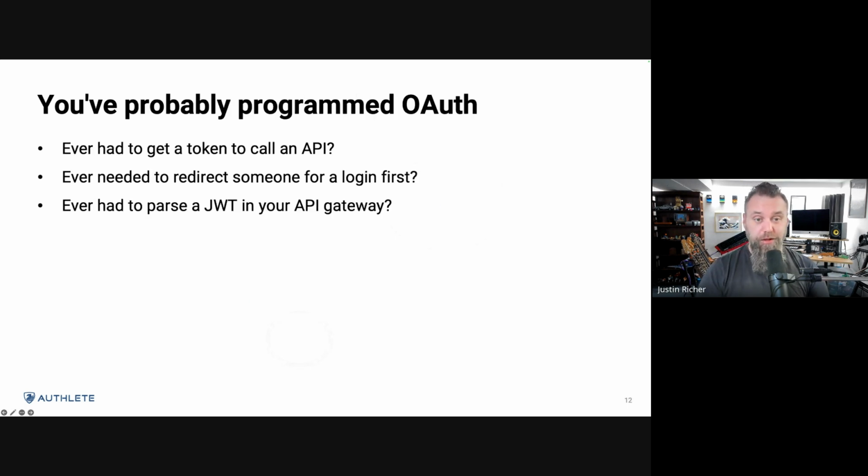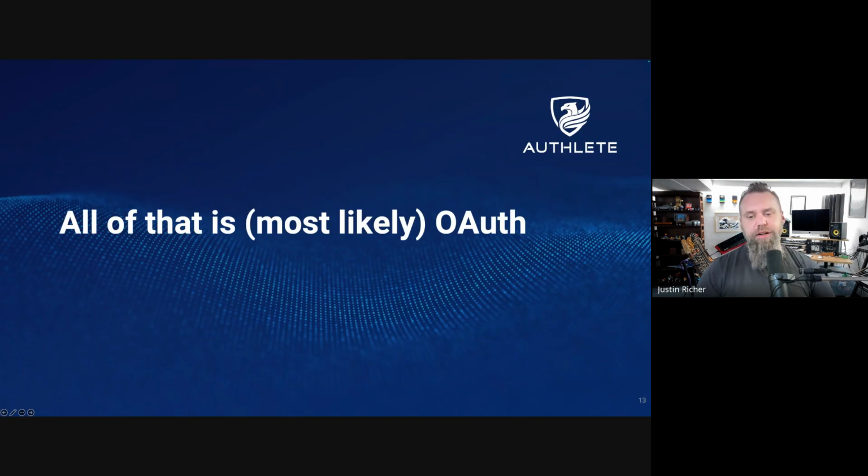And the truth is, if you're a developer working on the web and on web APIs and related things, you've probably programmed using OAuth. If you've ever had to get a token to call an API, chances are that was OAuth. If you ever needed to log into a site, but in order to do that, you had to redirect somebody somewhere first and then they came back, you were probably doing OpenID Connect, which is built on top of OAuth. Or you've had to parse a JSON web token or some other token format in order to process your API gateway. Chances are all of that is very likely built on top of OAuth. So OAuth is everywhere, absolutely everywhere today.